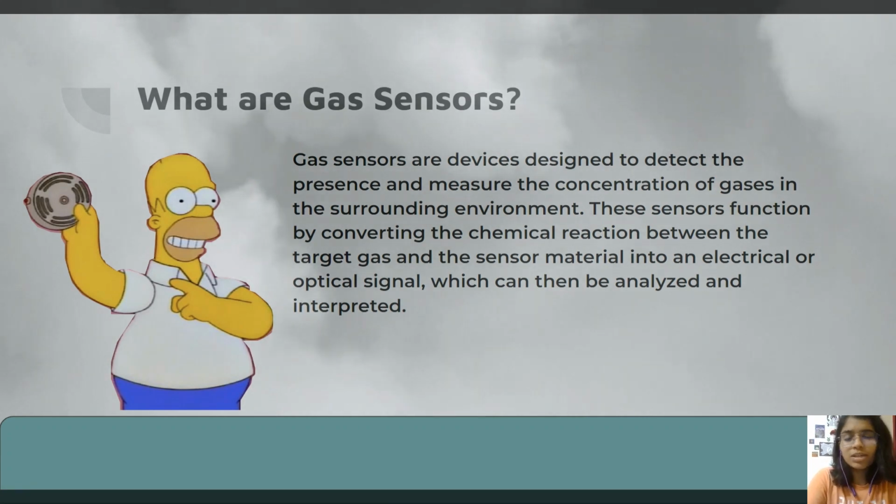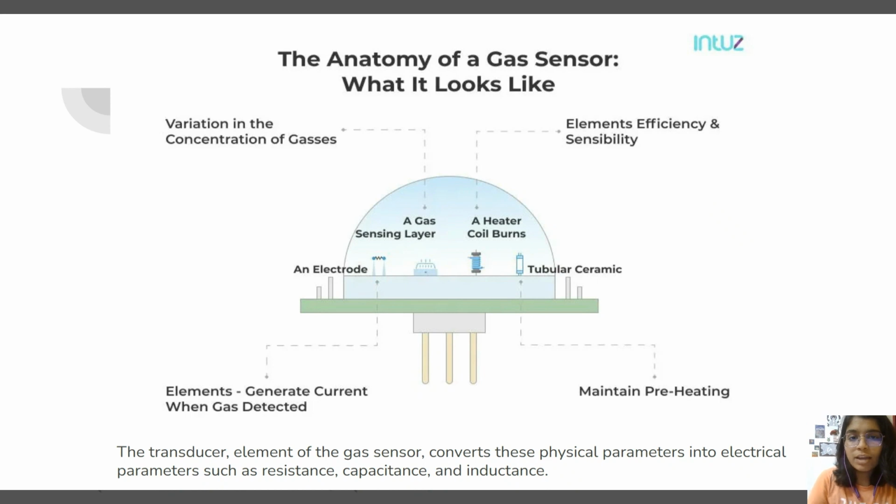Basically, what are gas sensors? Gas sensors are basic devices that detect and measure the concentration of different gases, and they label out their concentrations to calibrate and detect what all gases are there in the atmosphere. Gas sensors are used for different purposes, and based on the purpose, there are different kinds of gas sensors we will be using. The basic anatomy of a gas sensor looks like this.